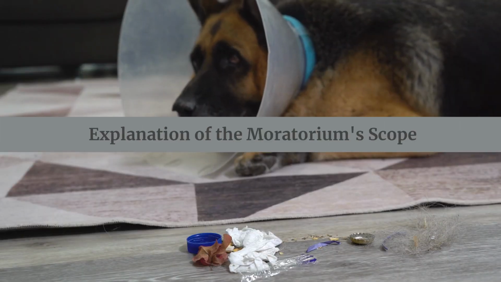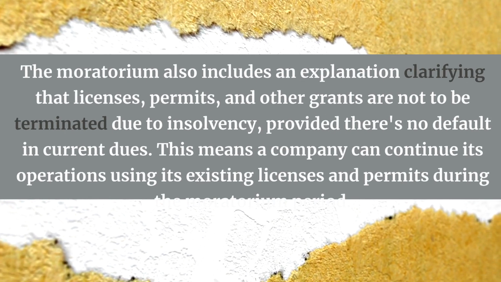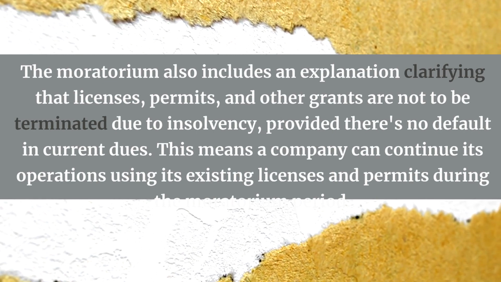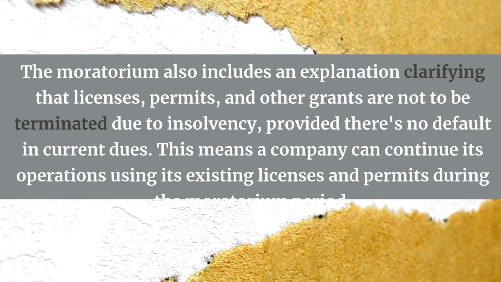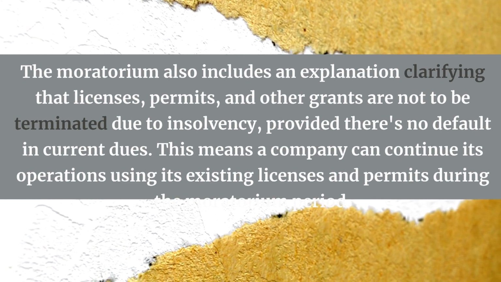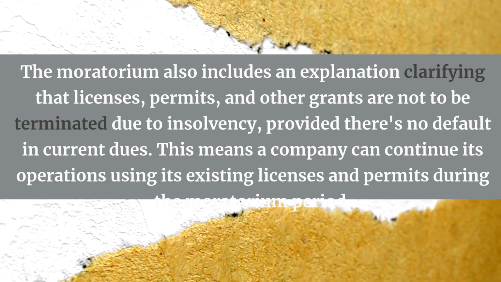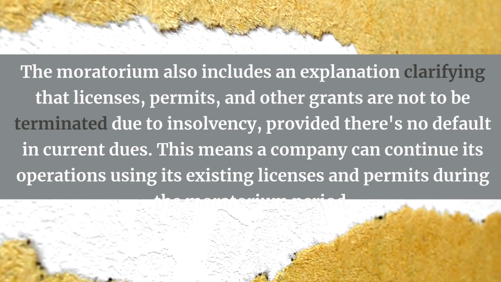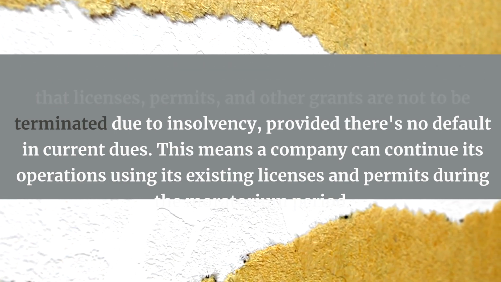Explanation of the moratorium's scope. The moratorium also includes an explanation clarifying that licenses, permits, and other grants are not to be terminated due to insolvency, provided there's no default in current dues. This means a company can continue its operations using its existing licenses and permits during the moratorium period.